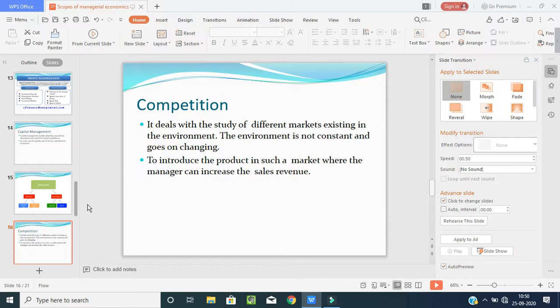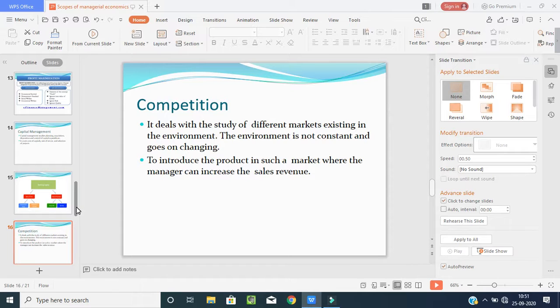Now coming to the next one, that is competition. What is competition? It deals with the study of different markets existing in the environment. The environment is not constant and goes on changing. It also introduces the product in such a market where the manager can increase the sales revenue.